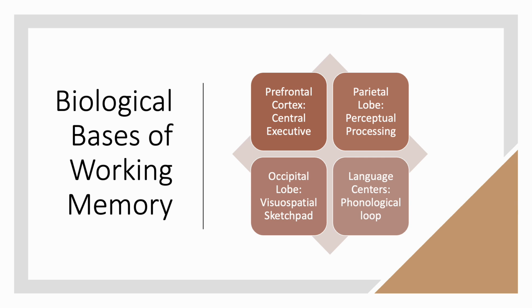The occipital lobe, which plays an important role in vision, is an important basis of our visuospatial sketchpad. The parietal lobe plays an important role in sensory integration, which is a major contribution of Baddeley's model of working memory. And language centers in the brain, like Wernicke's and Broca's areas, are important players in the phonological loop. These represent regions of the brain that are very spread out, and it emphasizes the fact that working memory requires a lot of systems working together in order to properly function.